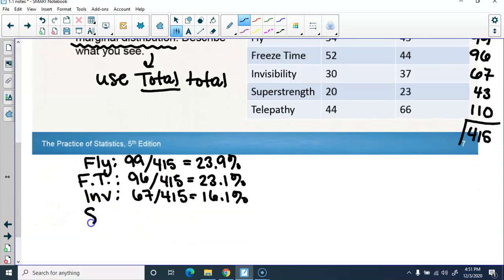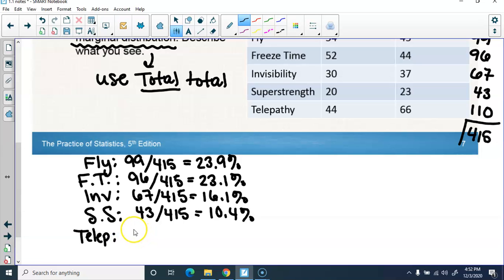Super strength, 43 out of 415, or 10.4%. And telepathy, which was 110 out of 415, or 26.5%.